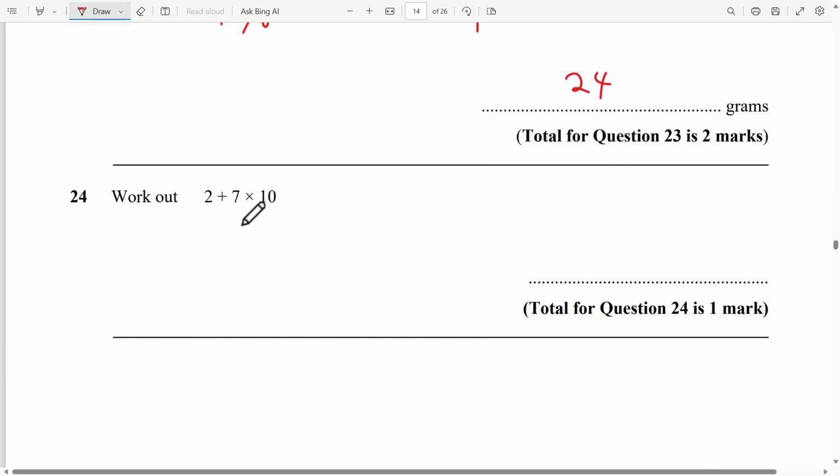Next, 2 plus 7 times 10. I think this is a BODMAS question, so you start with times. 7 times 10 is 70, and 2 plus 70, I think that's going to be 72.